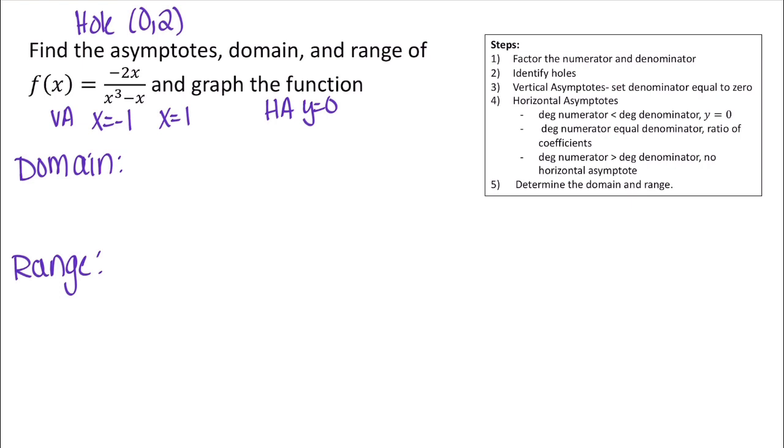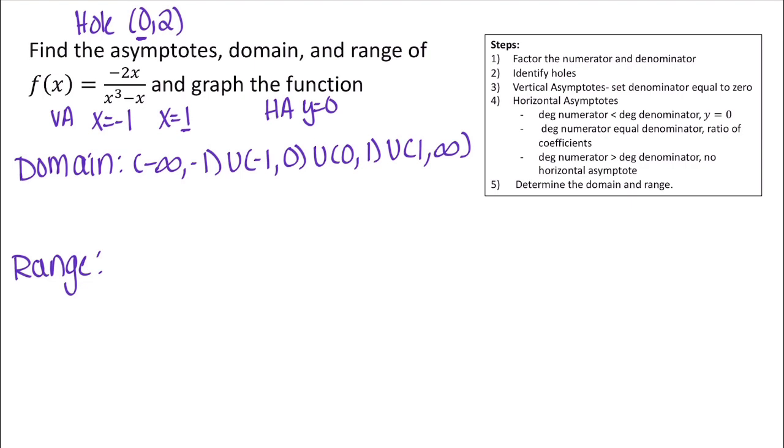Okay, so domain is going to go from negative infinity, and then the smallest x value we need to exclude is negative 1. So then it's going to go from negative 1, and then the next value we need to exclude is that x value of the hole, so that's 0. And then it's going to go from 0 to the next x value we need to exclude, which is 1. And then from 1, it's going to keep going all the way to positive infinity. Okay, so those are all the pieces of the domain of our function.